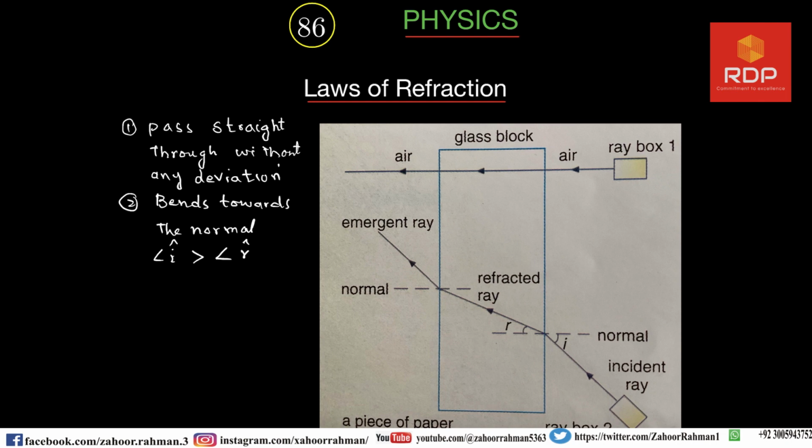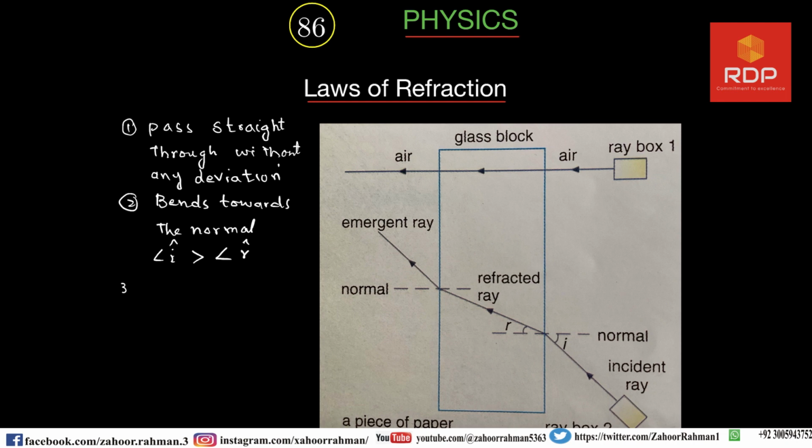As in yesterday's case of the two laws of reflection, we observed that the incident ray and reflected ray are of the same measurement. But in this case, the angle of the incident ray, which is this one, is greater than the angle of the refracted ray, which is this one, and you can observe this very clearly in this diagram.